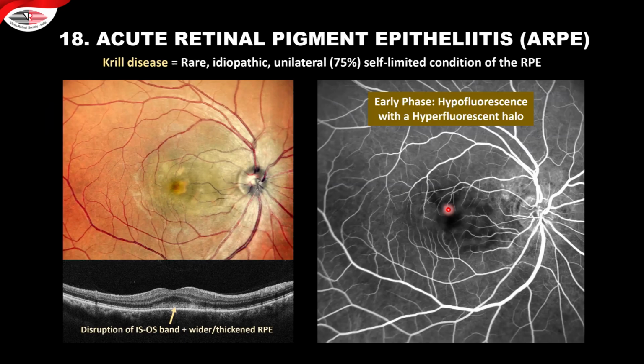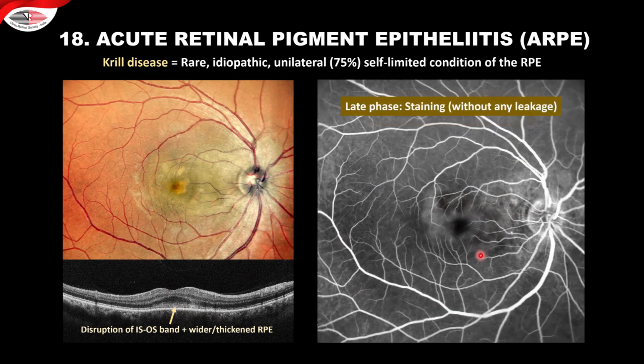Then there's acute retinal pigment epithelitis, ARPE, Krill disease, a rare idiopathic unilateral self-limited condition of the RPE. You can see disruption of the ISOS band and a thickened RPE on the OCT. And the fluorescein will show you early hypofluorescence with a hyperfluorescent halo, which is there alongside. The late phase staining without any leakage can be appreciated in these cases in the macular area.